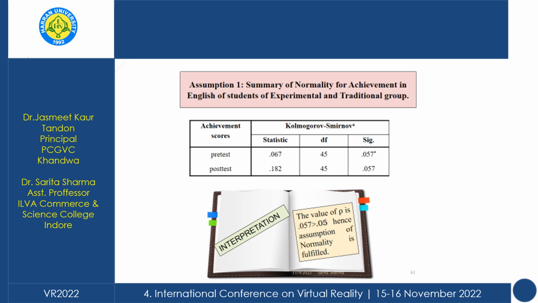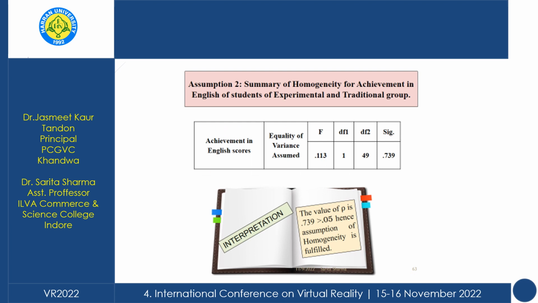Here the value of P in each case is 0.057, which is greater than 0.05, hence the assumption holds. Assumption 2 is the summary of homogeneity for achievement in English of students of the experimental and traditional group. Again, the value of P is 0.739, which is again greater than 0.05. Hence, the assumption of homogeneity holds.